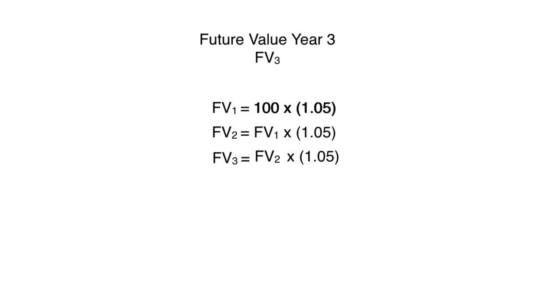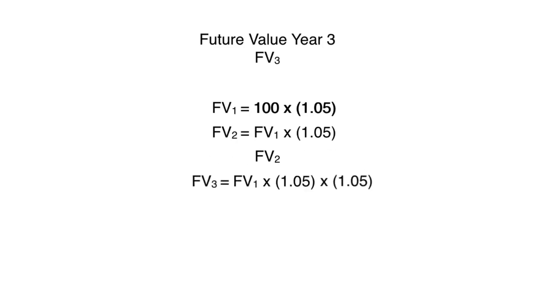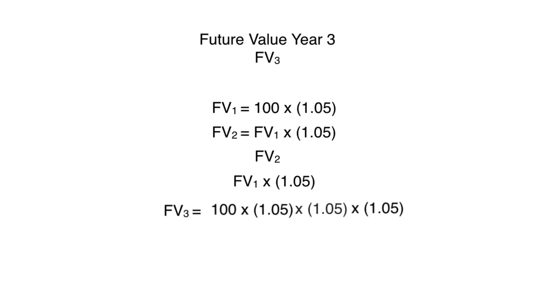Now I want to do one more thing and then we'll take a little break. Let's look at the future value calculation for year three in more detail. We know that to go from year to year, we multiply the previous result by 1.05. In the year three future value formula, instead of FV2, let's put in FV1 times 1.05. Okay, now we're going to replace FV1 with 100 times 1.05. Now we have our deposit times 1.05 times 1.05 times 1.05.